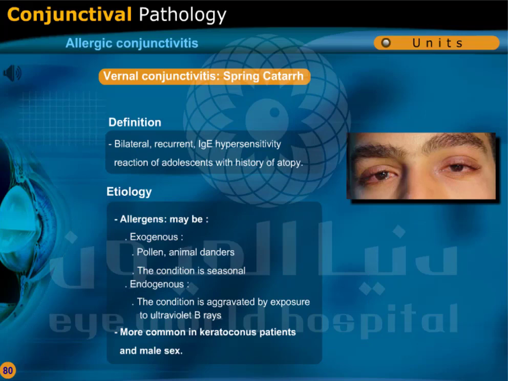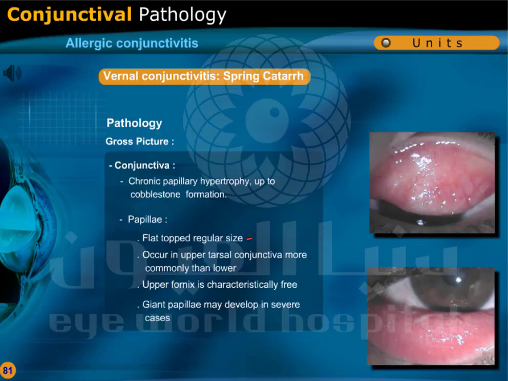Allergic conjunctivitis, vernal conjunctivitis, or spring catarrh. This is bilateral recurrent immunoglobulin E hypersensitivity reaction of adolescents with history of atopy. It is caused by allergens, which may be exogenous as pollen and animal danders. Here the condition is seasonal. Or endogenous, where the condition is aggravated by exposure to ultraviolet B rays. Vernal conjunctivitis is more common in keratoconus patients and male sex.